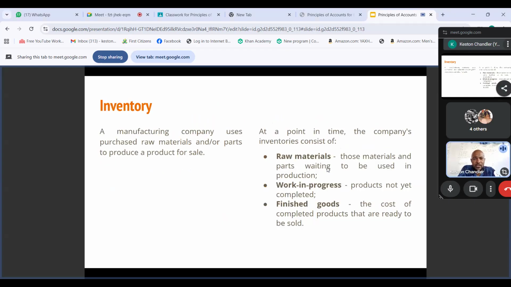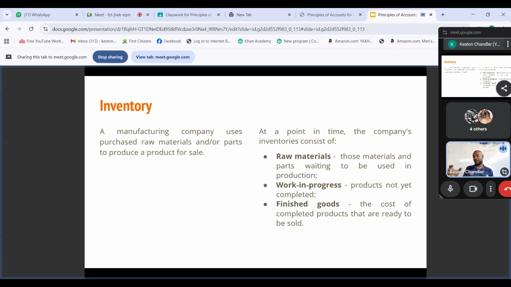Now, some key points to consider. Inventory, right? I'm going to break down each one of these now. In a manufacturing company, they are going to purchase raw materials, right, or parts to make the product for sale. Now, at any point in time, the company's inventory is going to be made up of raw materials. We're talking about the same woodwork factory. They are wood, glue, varnish, nails. That's the raw materials. These are the materials and parts waiting to be used to assemble the chairs and tables.